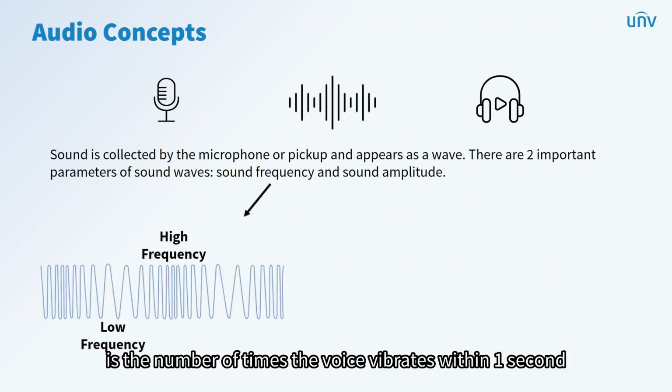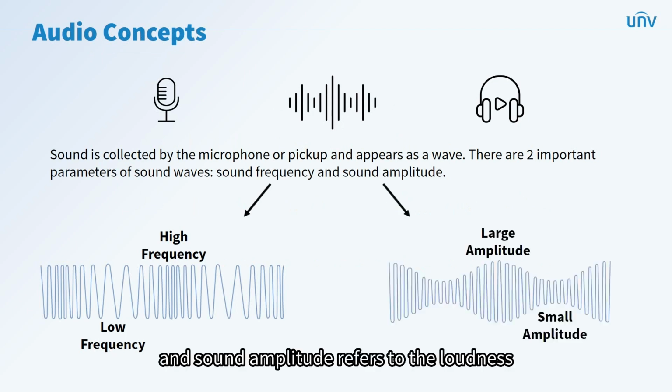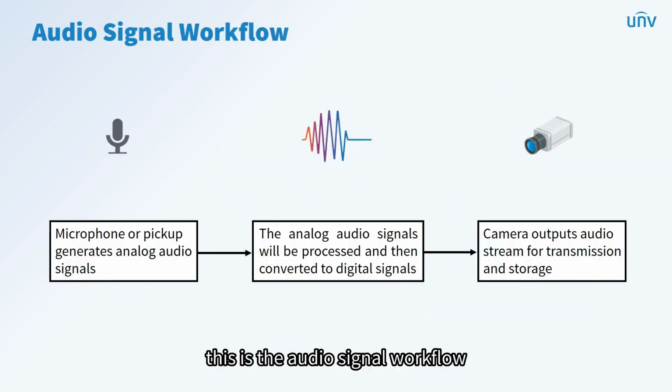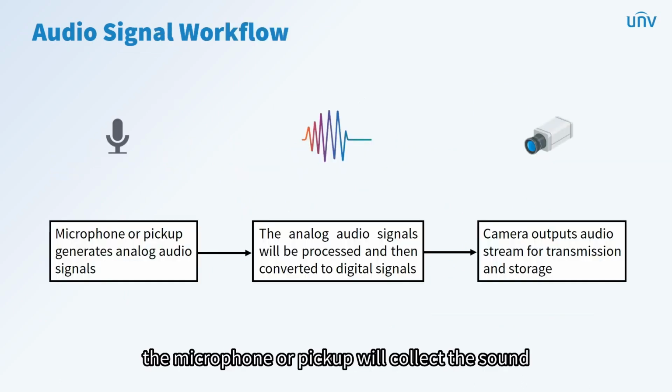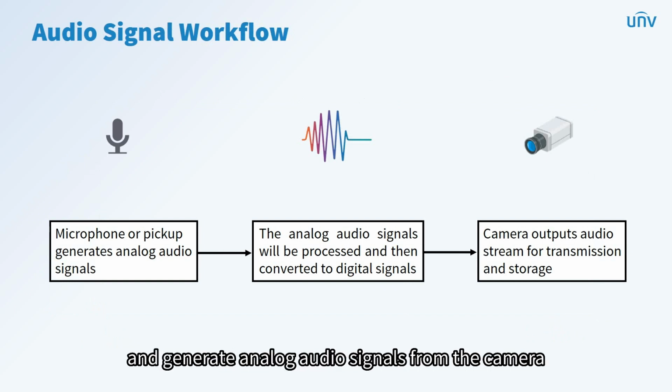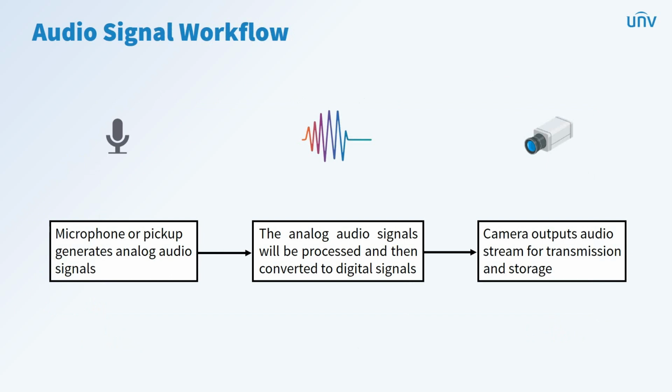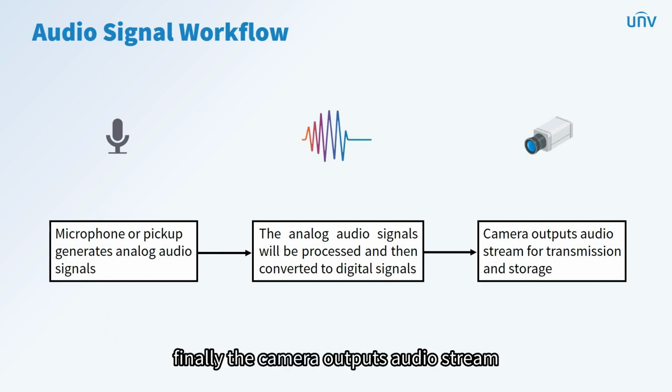Sound frequency is the number of times the voice vibrates within 1 second. And sound amplitude refers to the loudness, that is, the volume. The larger the amplitude, the greater the volume. This is the audio signal workflow. The microphone or pickup will collect the sound and generate analog audio signals from the camera. Then, the input audio signals will be processed and converted to digital signals. Finally, the camera outputs audio stream for transmission and storage.